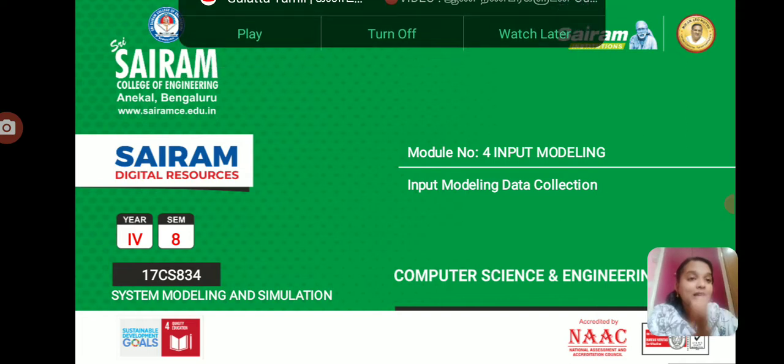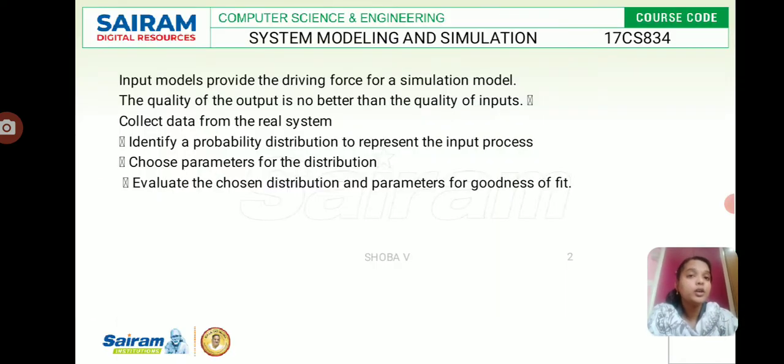Now we will see what input models provide and how the quality of the output compares to the quality of the input. The quality of the output is no better than the quality of the input. So collect data from the real system, identify a probability distribution to represent the input process, choose the parameters for the distribution, and evaluate the chosen distribution and parameters with goodness of fit tests.